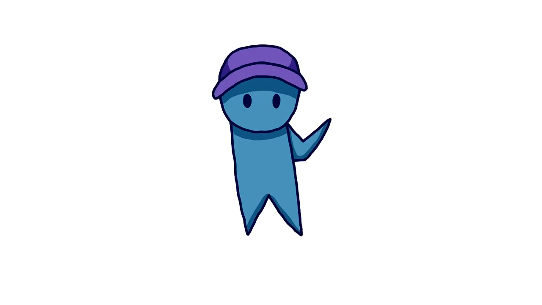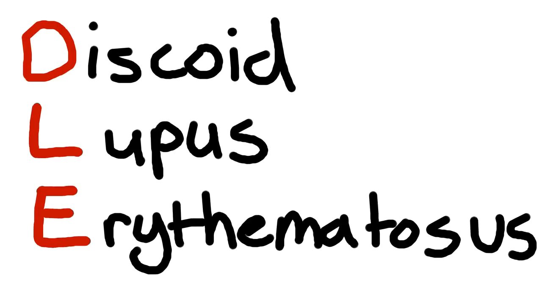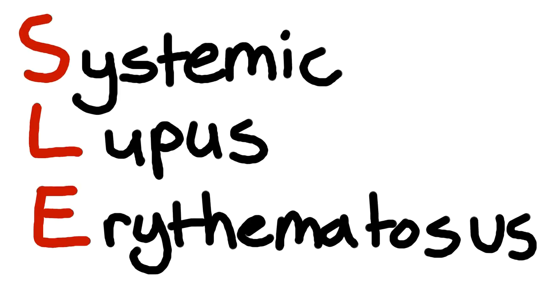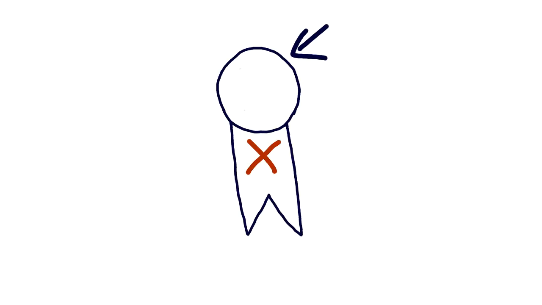There are two types of lupus: discoid lupus erythematosus, DLE, and systemic lupus erythematosus, SLE. DLE mainly goes after the skin and doesn't tend to go after internal organs. SLE can affect the skin and the organs.